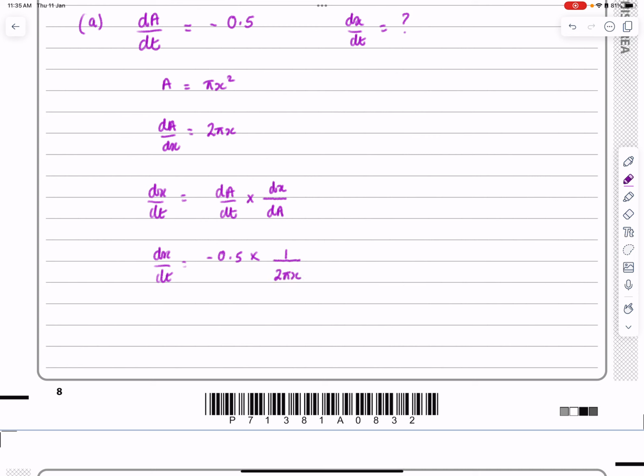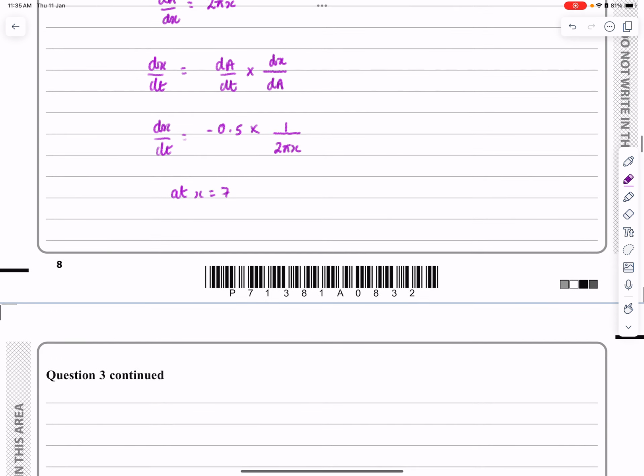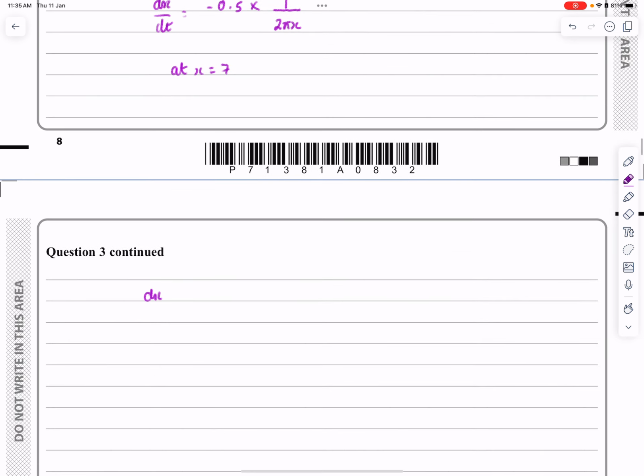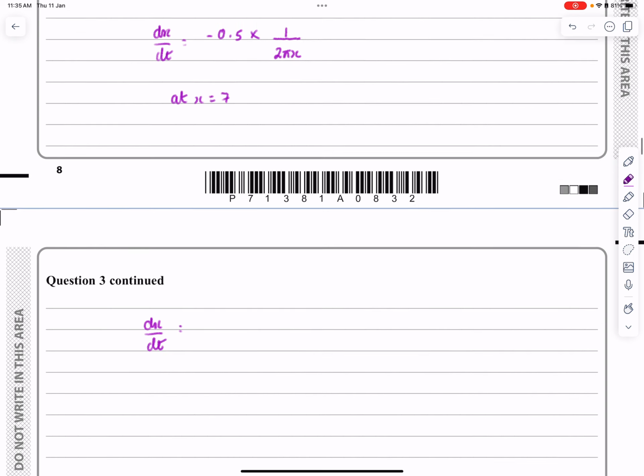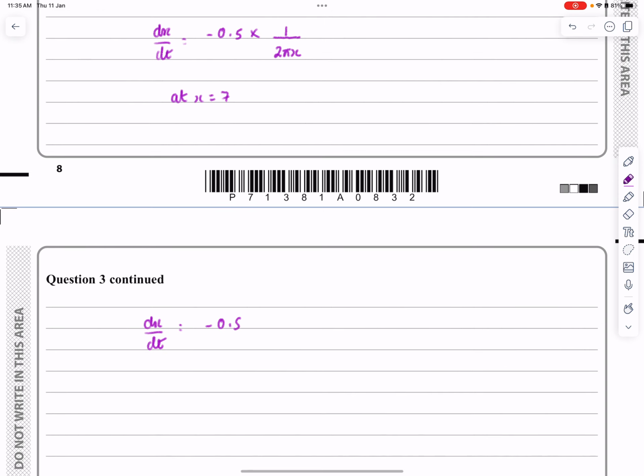Dead straightforward. Look at the information. It tells me what x is. It tells me it's when x equals 7. So at x equals 7, dx by dt is going to be minus 0.5 times 1 over, and that's going to be 14 pi.